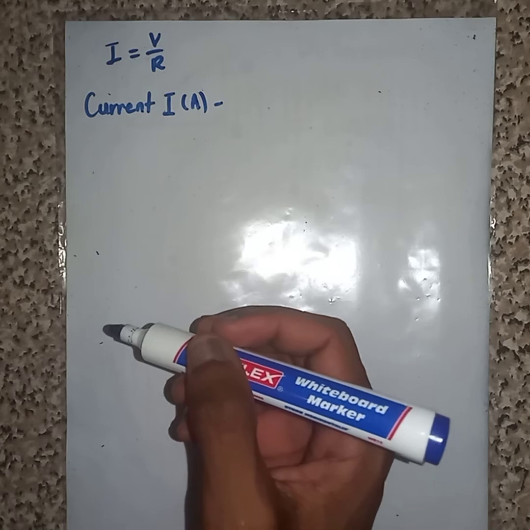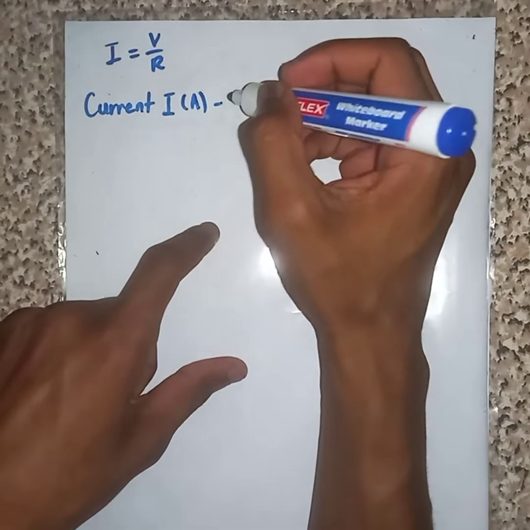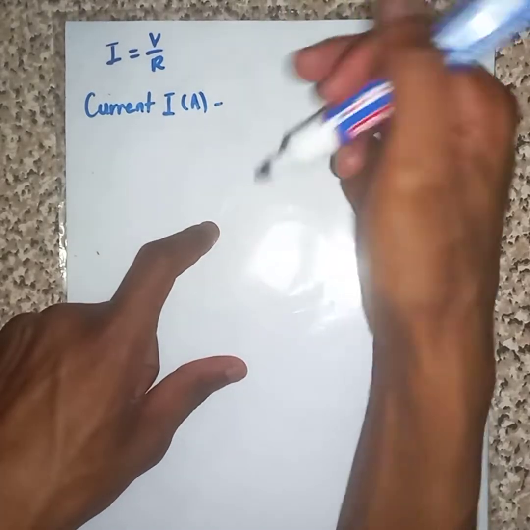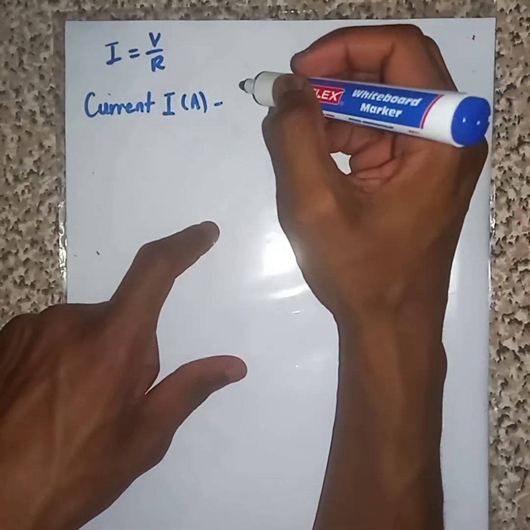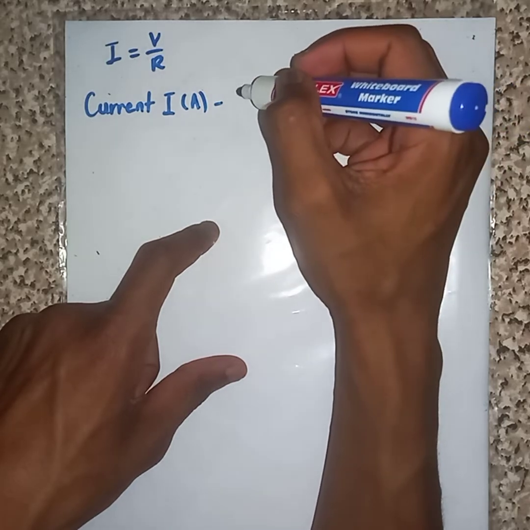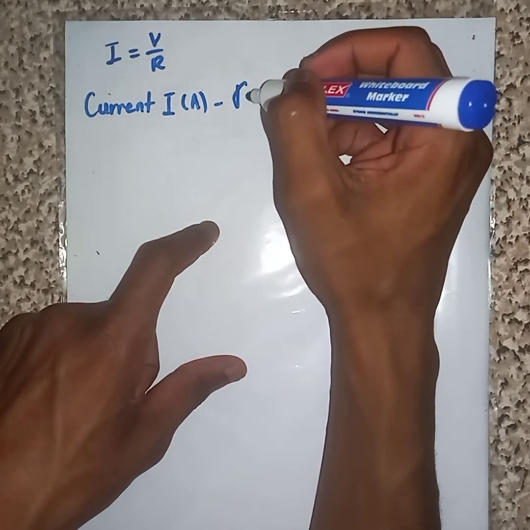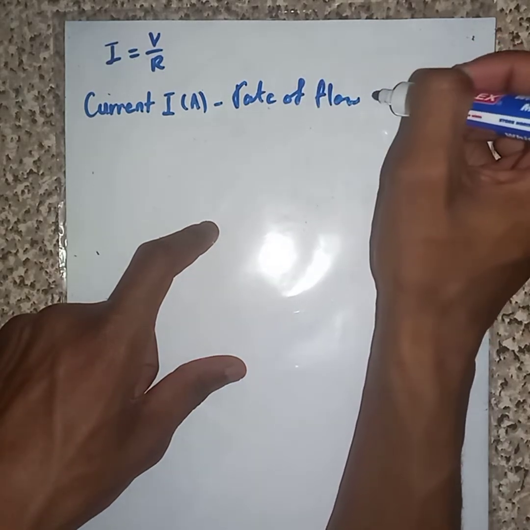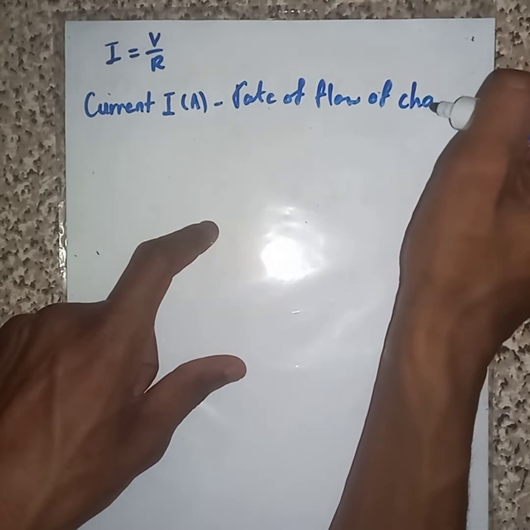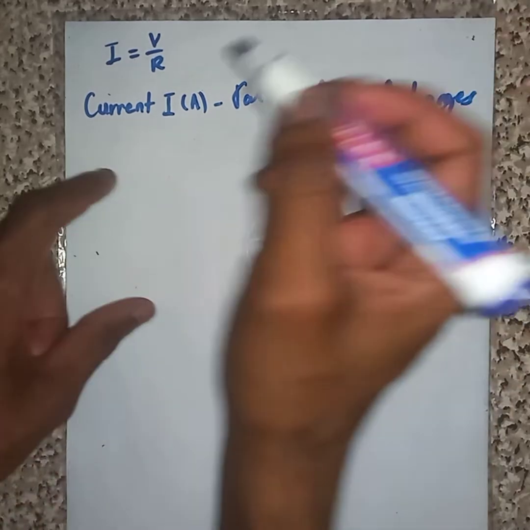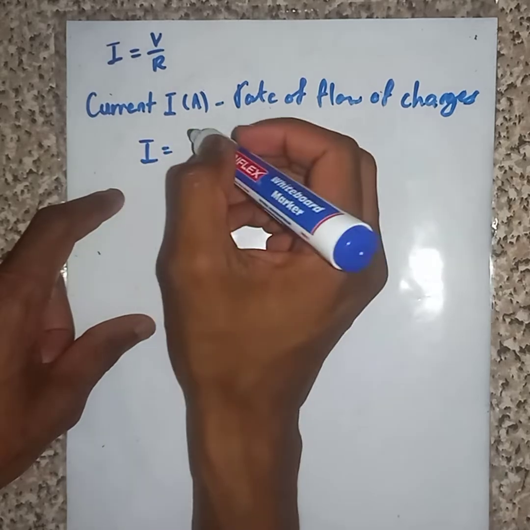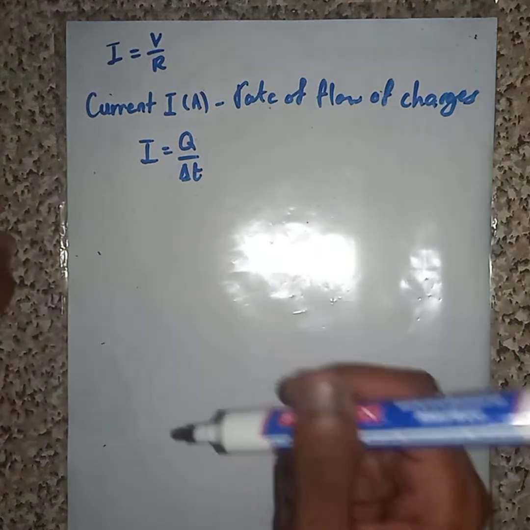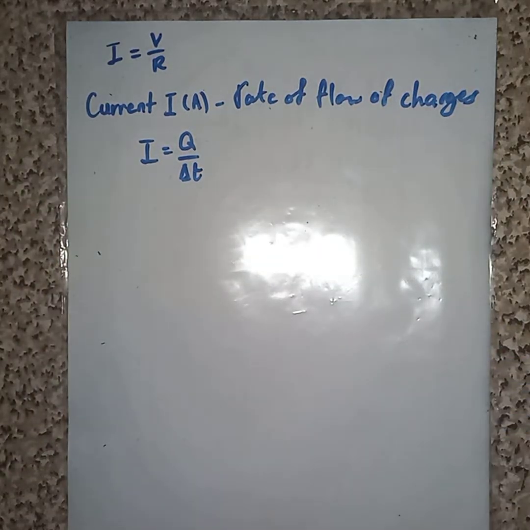Then the definition of current is the rate of flow of charges. The current is given in the form of Q, charge per unit of time. This is the formula of current.